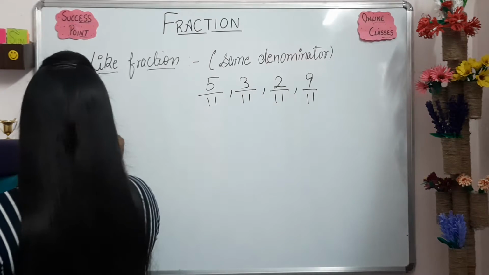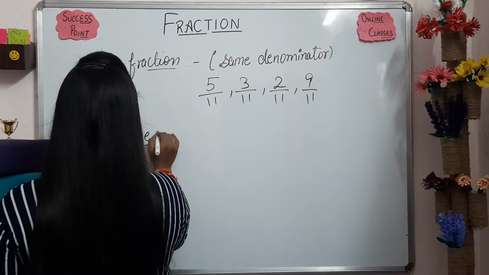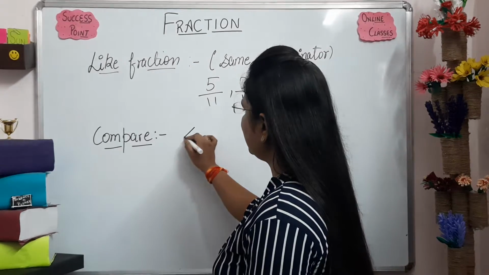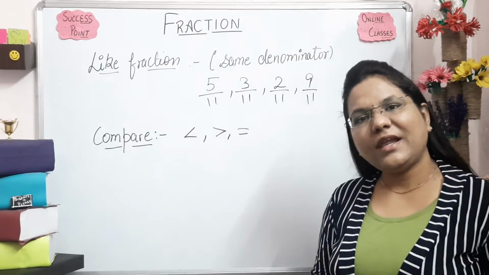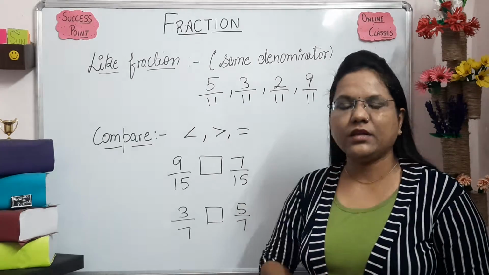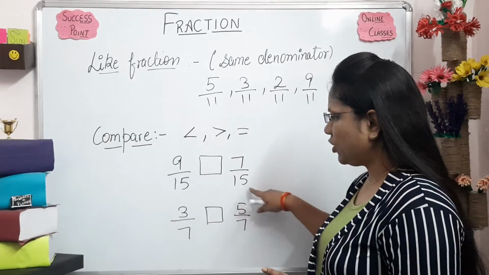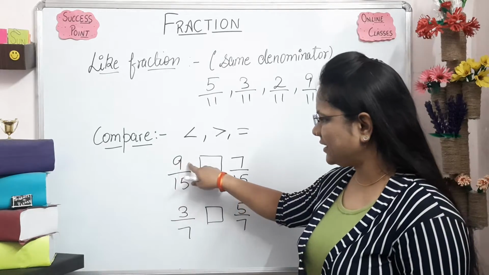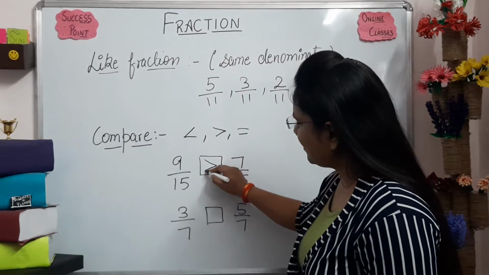Okay guys, moving to the third topic, that is comparison. How to compare like fractions. Whenever we want to compare, we are using these three signs. So let's take some examples of like fractions. Take two examples, 9 by 15 and 7 by 15. Which number is greater? Step number 1 is check the denominator. Denominators are same? Yes. Now we can easily compare numerators, that is 9 and 7. Which one is greater? 9 only. So we can say this number is greater.